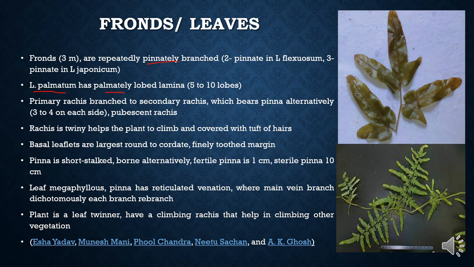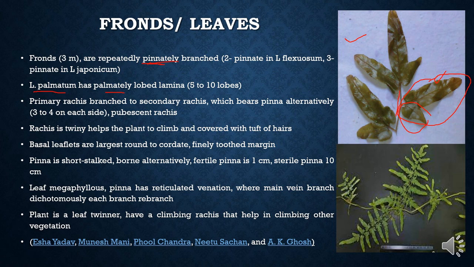But now let's talk about the pinnately compound leaf that is found in other species of Lygodium. This is an example of a pinnately compound leaf, where each of these pinna is unequally dichotomously branched. This is one of the lobes, and this is the other lobe, and we see that this is an unequal dichotomy. And it is repeatedly palmately branched, and this reaches the stalk region. The rachis is covered with hair, and in fact the primary rachis is divided into secondary rachis, and all the rachis are covered by hair.